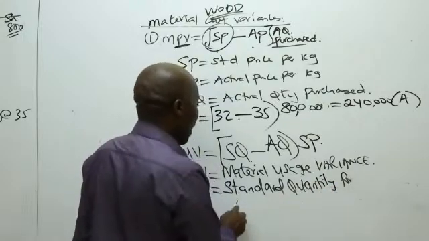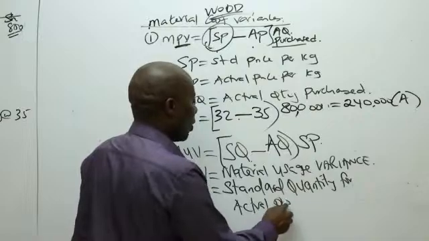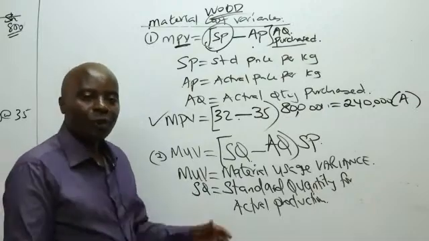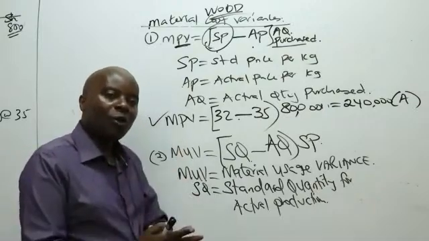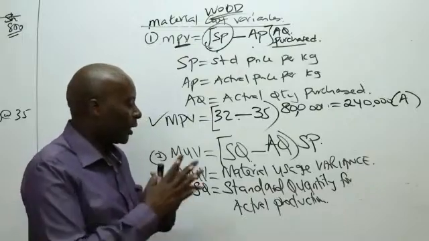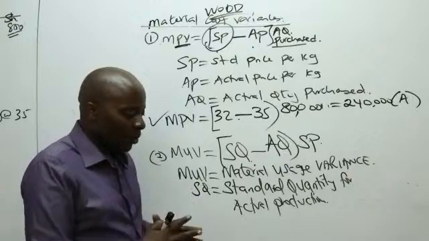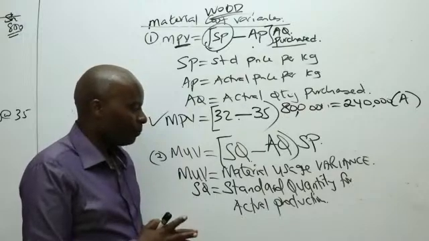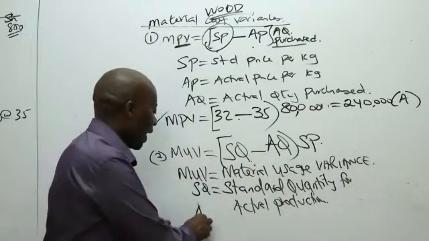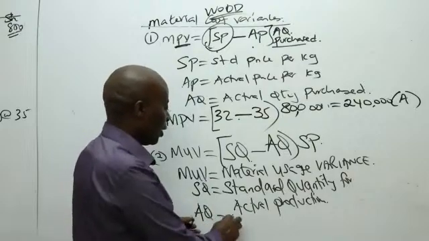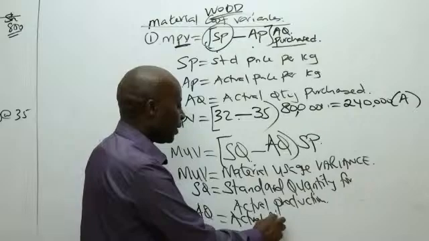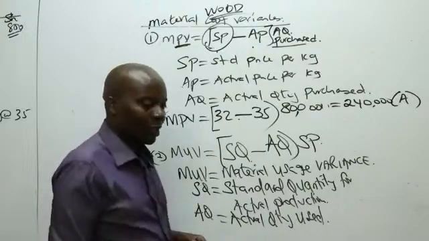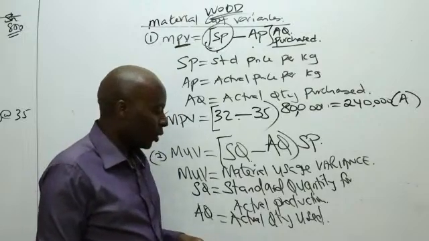Standard quantity for actual production. Please write that in full: standard quantity for the actual number of units that were produced. And then we have AQ. This is the actual quantity used. This AQ stands for actual quantity that was used.